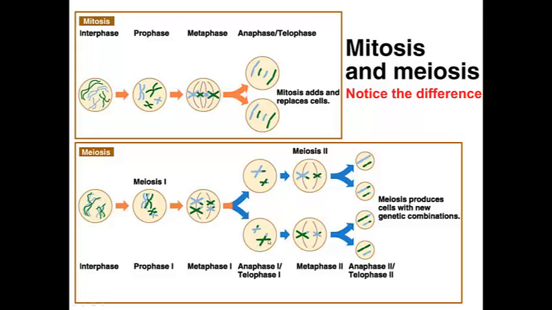Each of these pairs of sister chromatids again line up on the metaphase plate, and each sister chromatid is pulled to opposite sides of the cell, resulting in 4 cells with half of the DNA of the parent cell. So 2 chromosomes instead of 4 chromosomes.